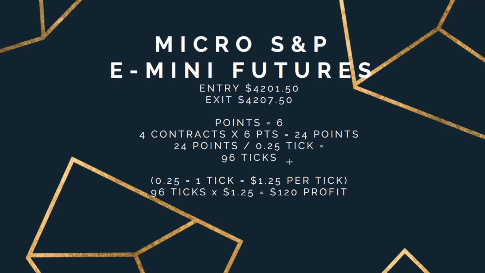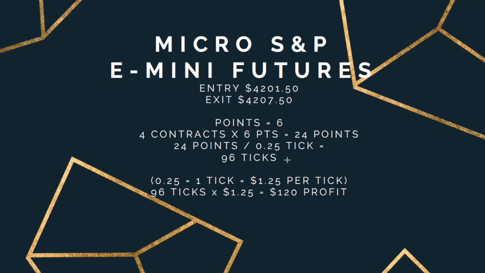So you would take the amount of points, divide that by 0.25, and that would give you the amount of ticks that your trade moved in or against you. So this trade moved 96 ticks in my favor. So again, 96 ticks times $1.25, that's per tick, equals $120 profit.